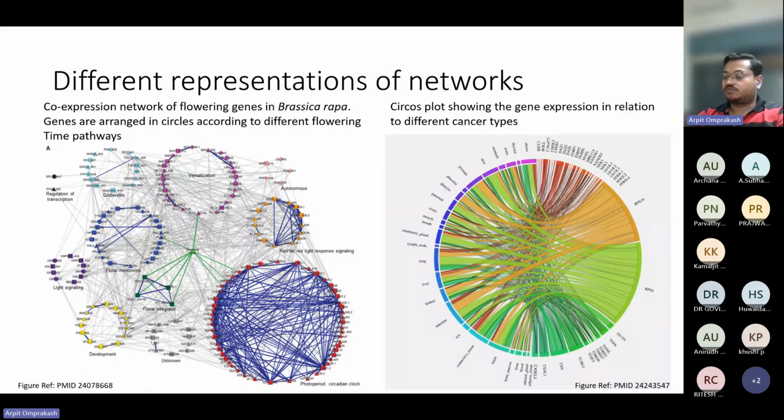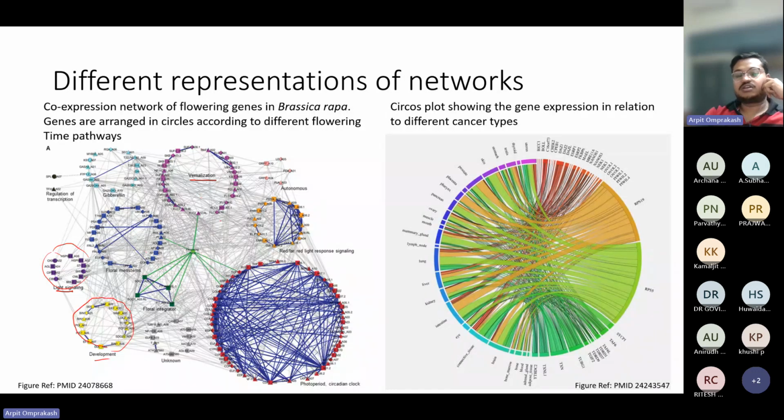We can also represent networks in visually different ways so that it's easier for us to understand or get something from it. For example, on the left-hand side here, we have a gene co-expression network of flowering genes in Brassica rapa. The genes are arranged in circles based on the different flowering time pathways. So this is one pathway, and these are all the genes that are involved in this vernalization pathway. Then these are genes that are involved in light signaling, this circle here. This circle is genes that are involved in development, and so on.